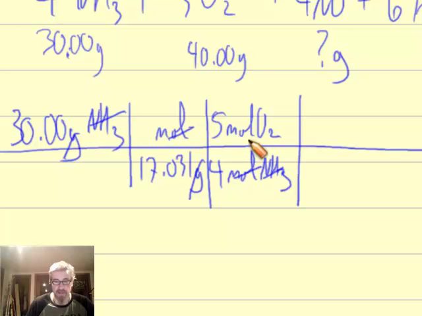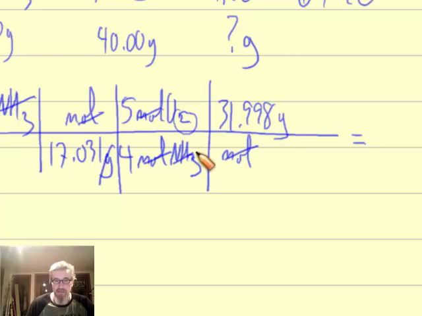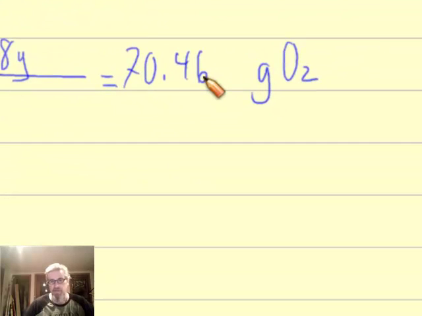But I don't want moles of oxygen, I want grams of oxygen, so I can compare it to the 40 grams that's up here. Well, this is oxygen O2, and that makes a difference. When I look it up on the periodic table, a mole of O is 15.999, so a mole of O2 would be double that, and that ends up being 31.998 grams per mole. With moles canceled out, I'm now going to get grams of oxygen. So then I do my calculation. The answer is 70.46 grams of oxygen.